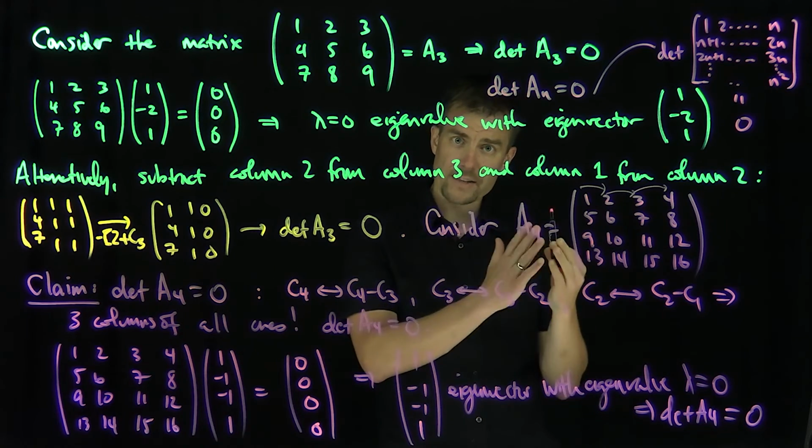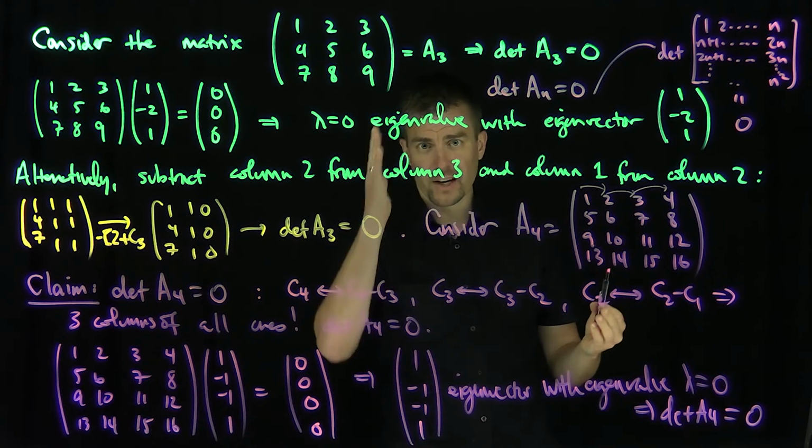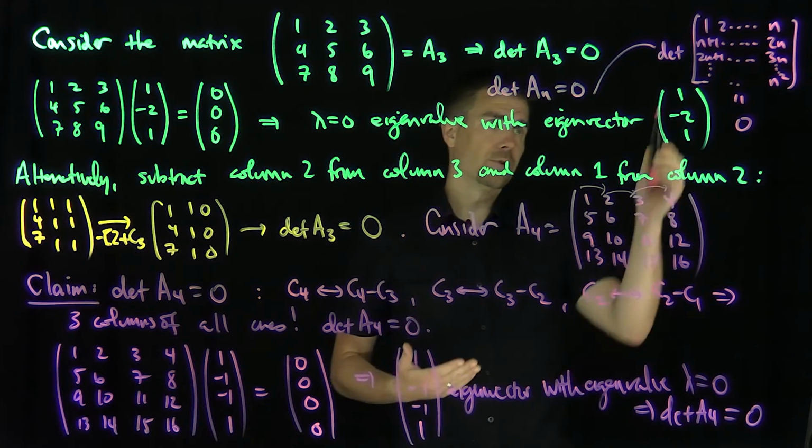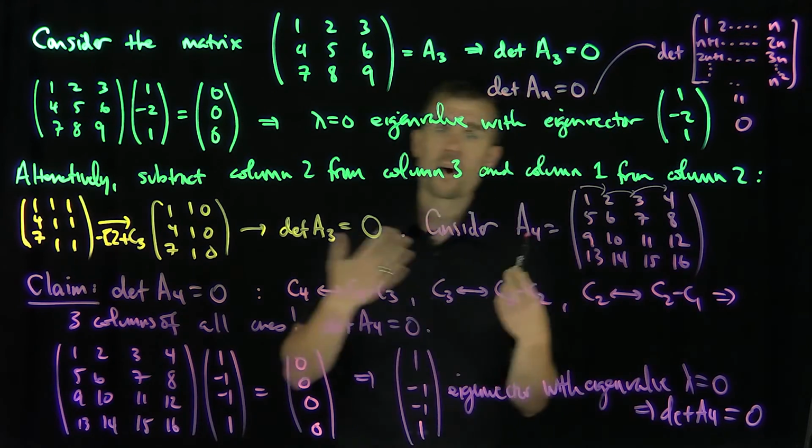You'll get all 1s in the last column. And once you have all 1s in the last column, the second to last column, you subtract those things, you get a column of zeros, which will prove the determinant is equal to 0. So these determinants, this whole family of determinants, are equal to 0.